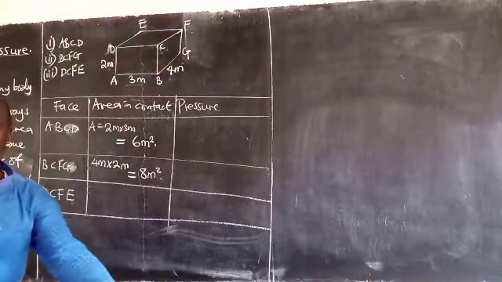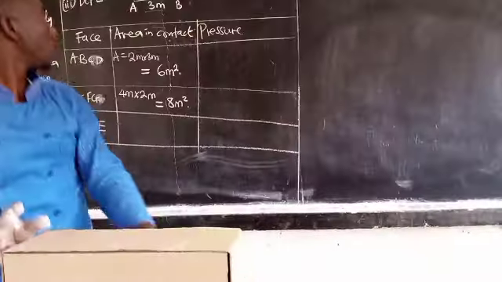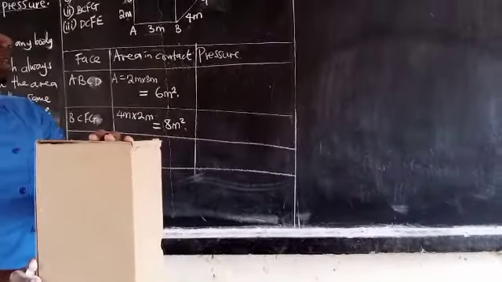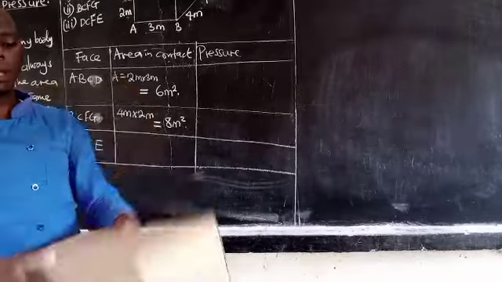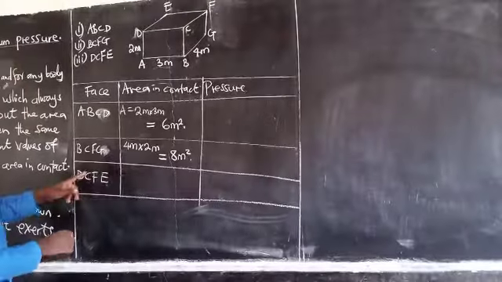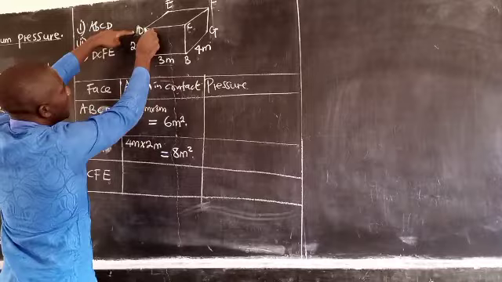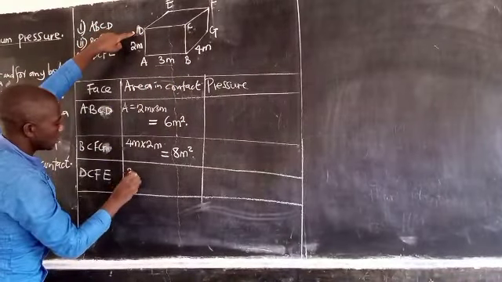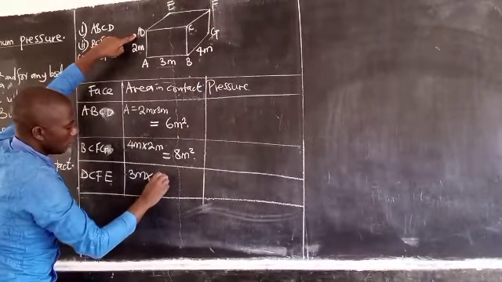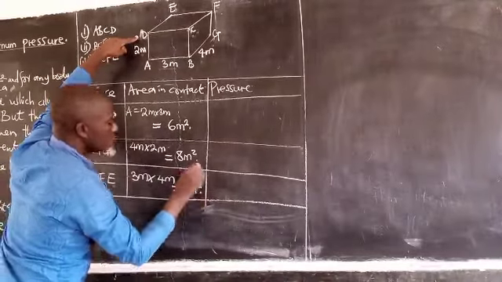DCFE. Here we are saying our box is being turned. Now if this was A, B, C, D, and maybe this one was our BCFG, then another one maybe this one can be the other one that we have. Okay? So DCFE. From here to here is the same as this, which is 3 meters. Then from here to here is the same as this, which is 4 meters. And this gives us 12 meters squared.